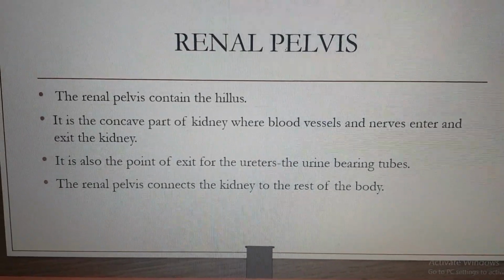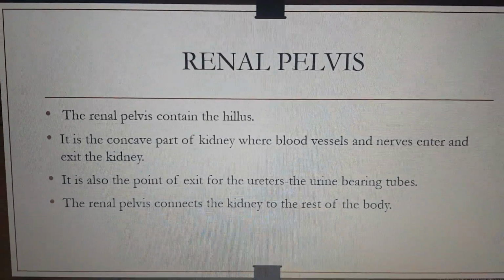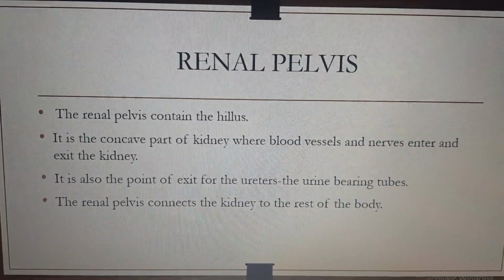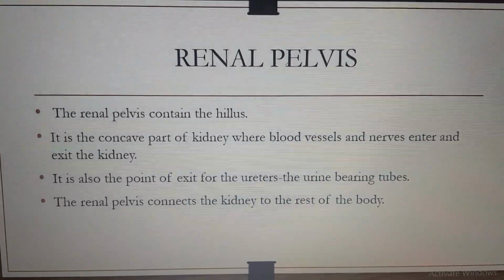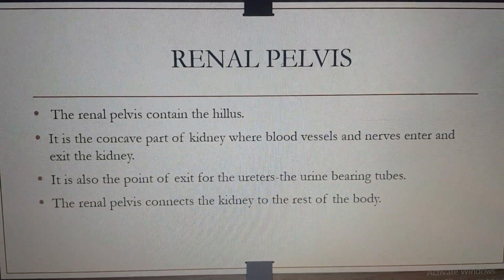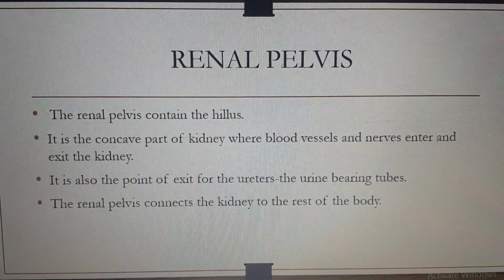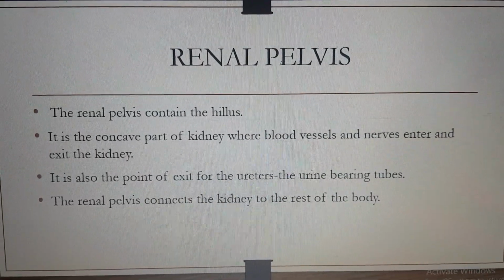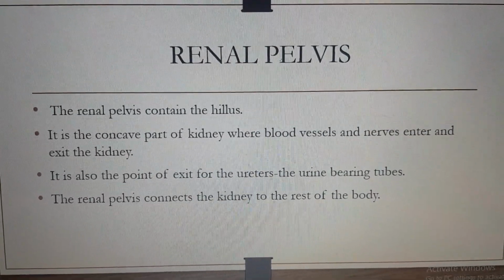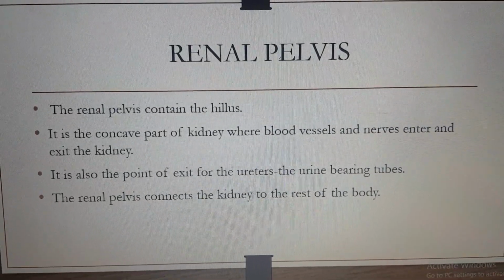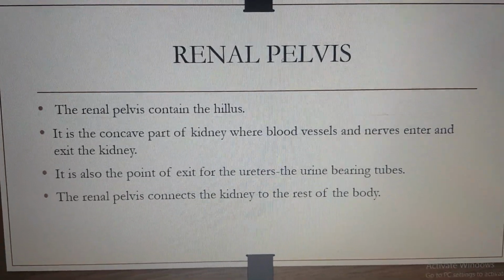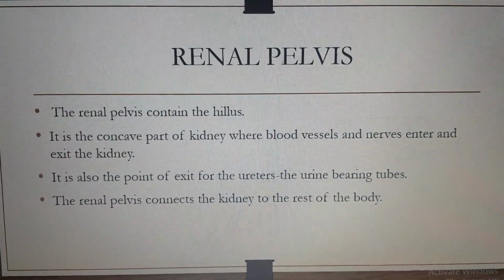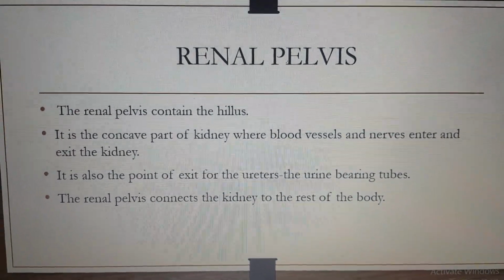The last part of the inner structure of the kidney is known as the renal pelvis, where the hilus or the hilum is present. It is actually a groove present on the concave side of each kidney, where the blood vessels and the nerves coming from the brain, the spinal cord, etc., enter and exit the kidneys. It is also the point of exit for both of the ureters. The renal pelvis actually connects the kidney to the rest of the body.